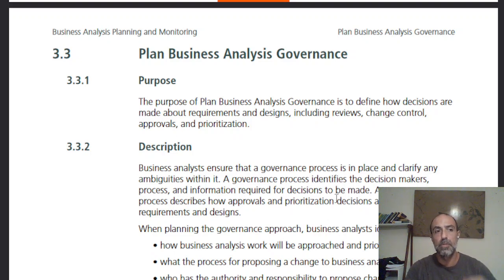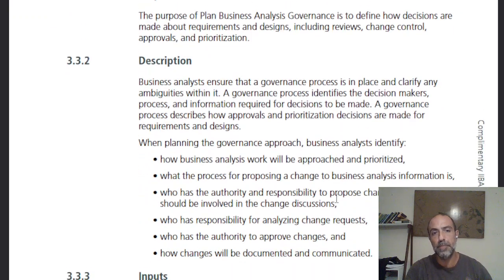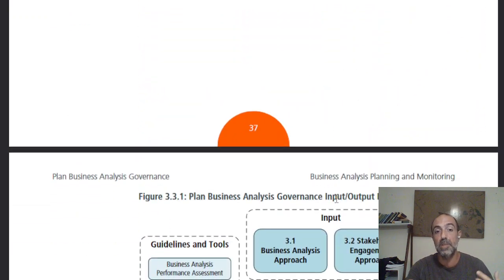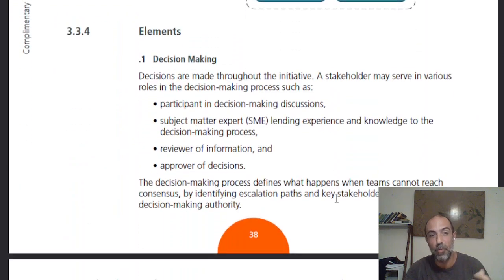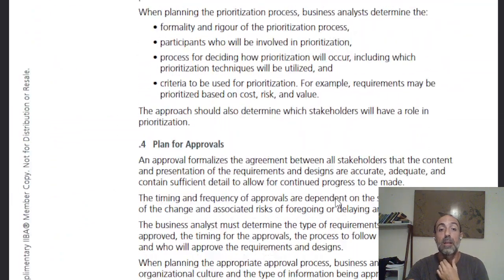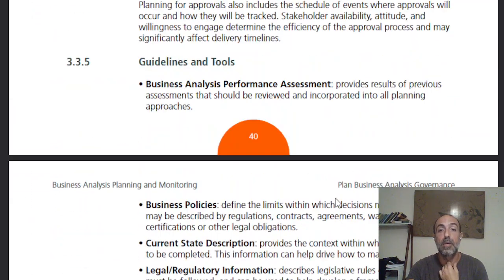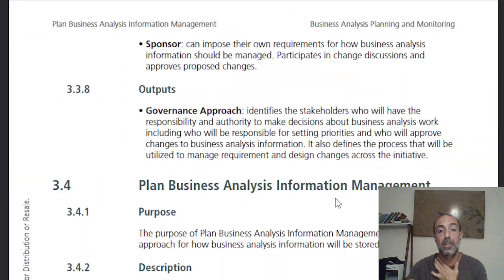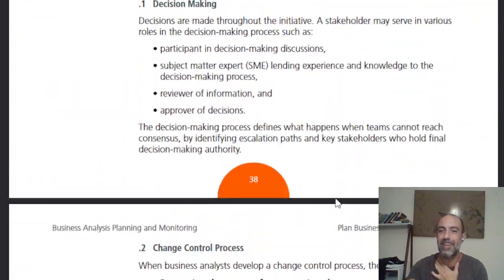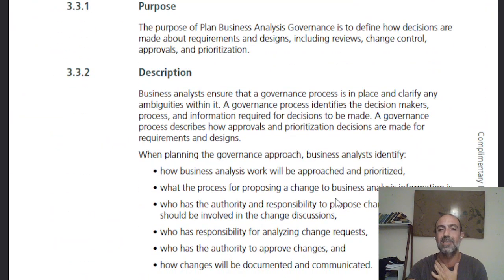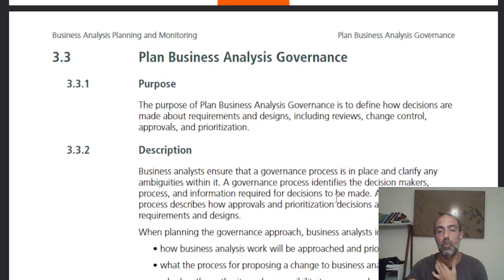As natural, it's the same order for everything. There's a purpose for them. There's a description of what it means and what we use it for. There are the inputs that would be required. There's a little chart that we like to go around, and there are the elements of it. And then after that, there are the guidelines and tools, techniques, stakeholders, and outputs. It kind of goes around in circles. I'm not gonna lie, almost all of them start sounding the same after a while, which means we're actually learning the fundamentals.